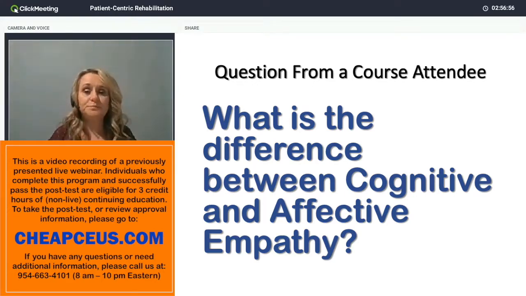That's cognitive. Affective empathy is someone who actually has that emotional reaction, that almost in tandem you're experiencing the same emotion that your patient is. You're having that physical empathy. It's like when you're watching a movie and you're crying along with the character.